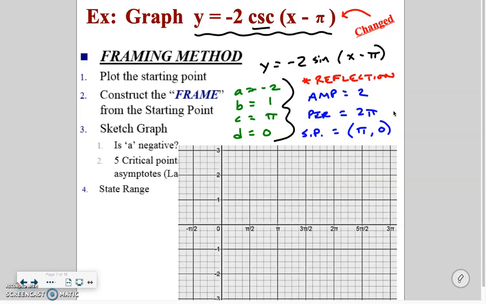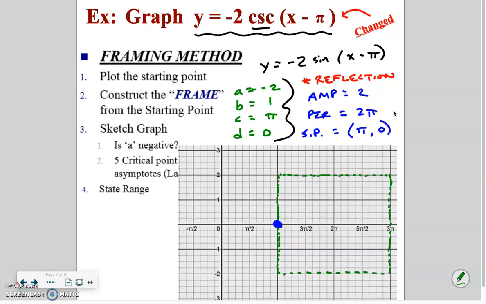All right, so exactly as we would have done yesterday, we now go to build the frame. My starting point is at pi, comma, 0. There's the starting point. From there, building the frame, I need to go up and down. How much do I go up? Why 2? You're right. Because that's the amplitude. So I'm going to go up the amplitude. I'm going to go down the amplitude of 2. I need to move to the right 1 period, which is how much again? 2 pi. So my outer frame is going to look like this.